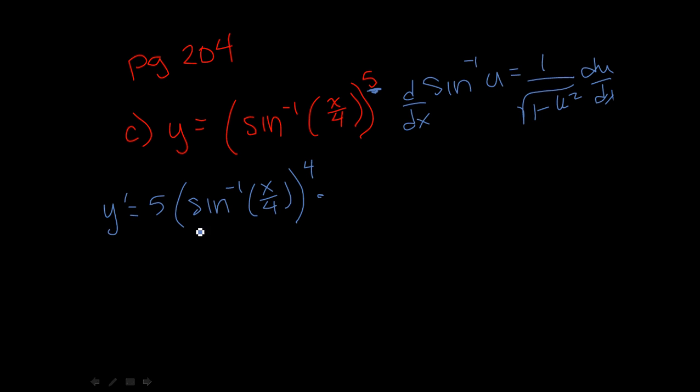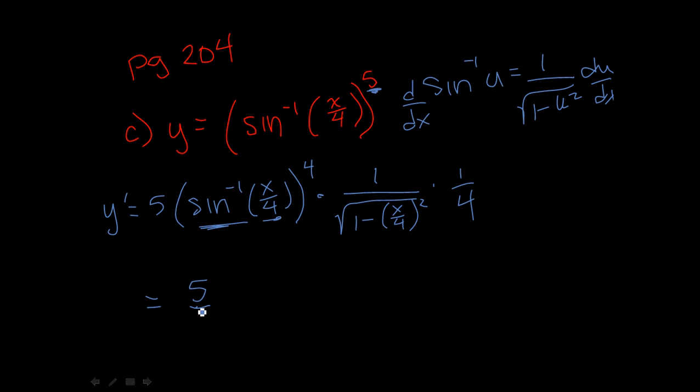Now we take the derivative of the inside, which is going to be the sine to the -1. So that's 1 over the square root of 1 minus (x over 4) squared. And then we take the derivative of the inside of that, which is x over 4, so the derivative of that is 1/4. So that would be your answer. You could simplify it a little, maybe have 5/4 there. It's not going to simplify very much, though. You can basically put it all into one fraction.